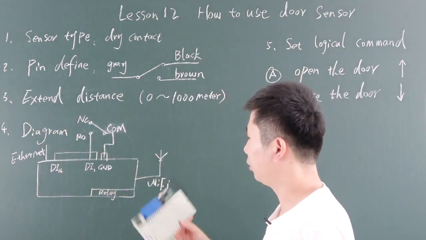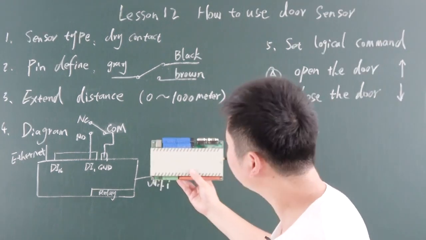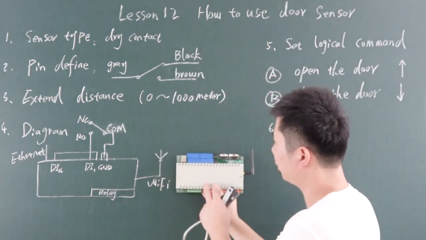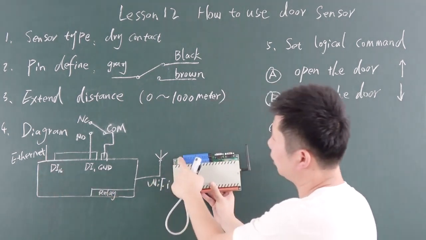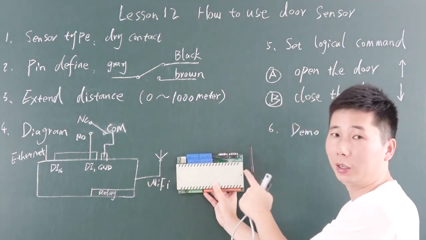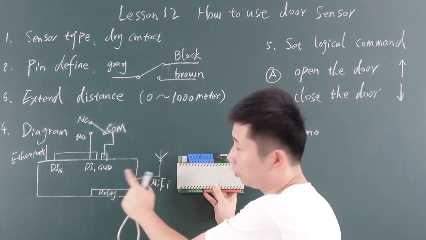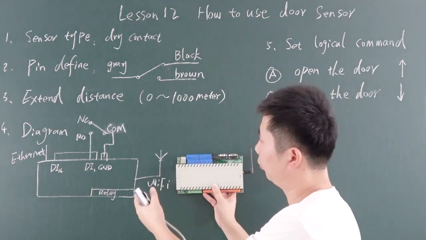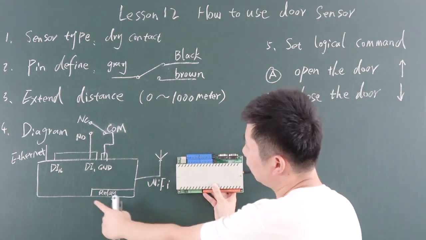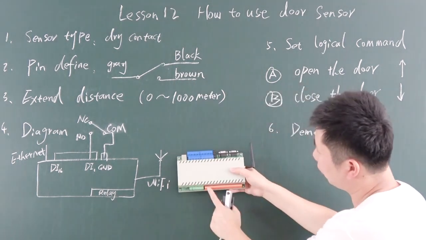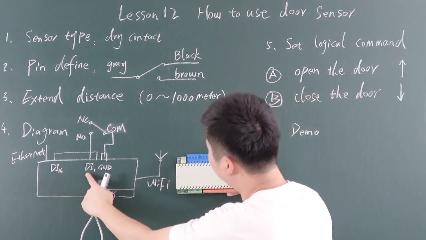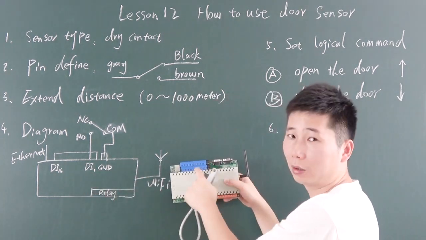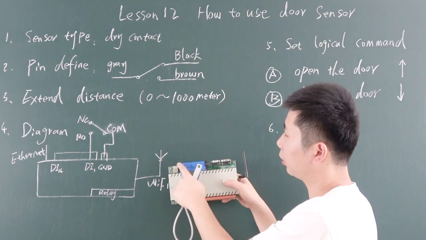And also we can see the diagram. In this diagram we use this box, the CLBS, and you can see Ethernet and Wi-Fi. You can choose either one as the communication work mode. This orange part is the relay output. And this is the digital input. This first blue row is digital input, and this is analog input.